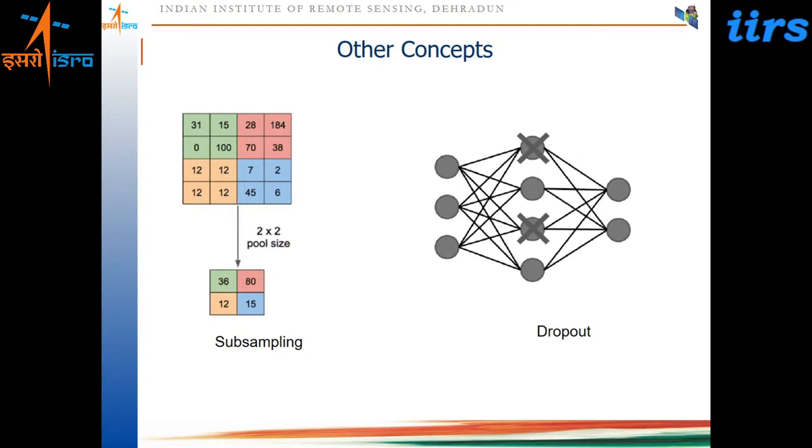Again, there are multiple ways of doing subsampling. In this case, we are using average subsampling. So we take the average of each 2 by 2 pixel window in the input image, and that average is the value that gets generated and placed at the point where the center of that window occurs.